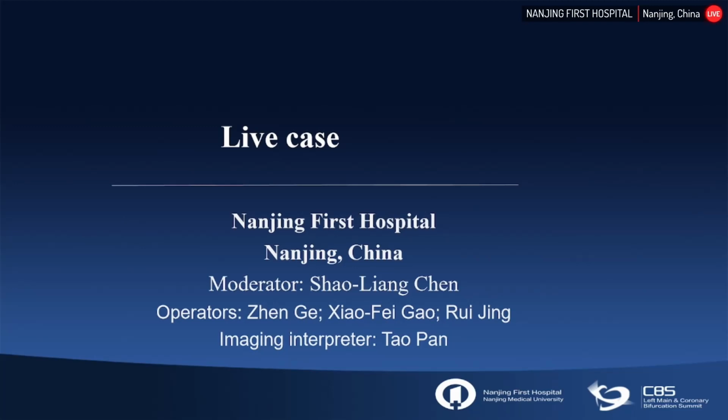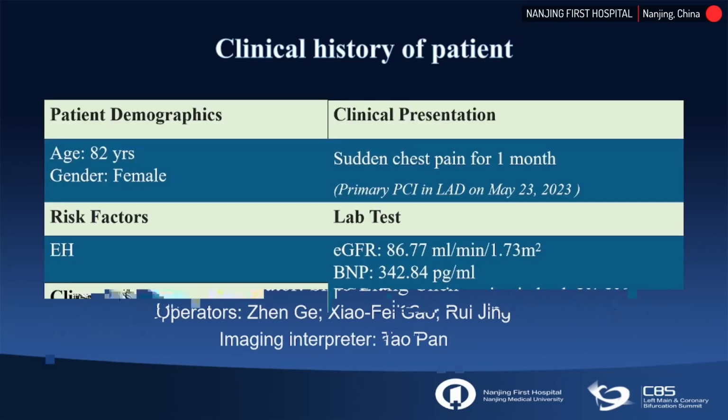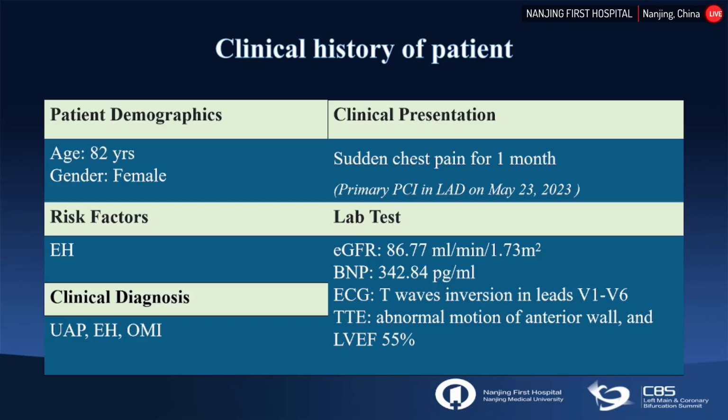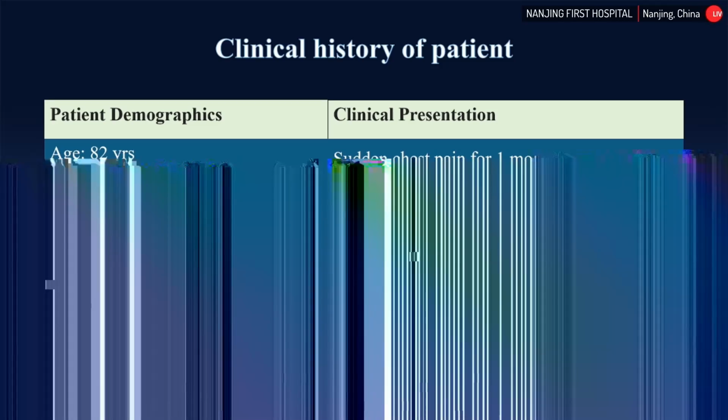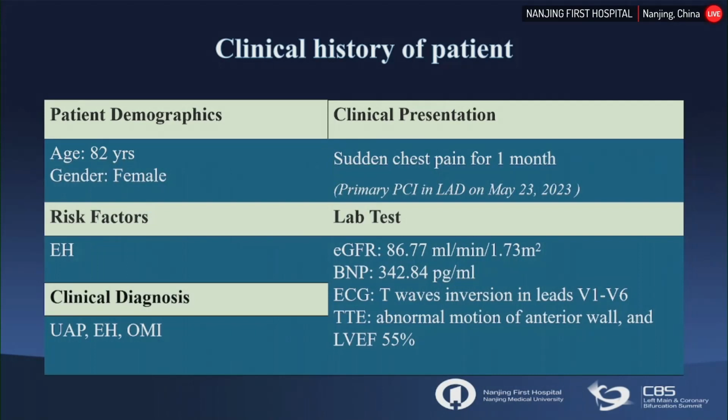Thank you, Dr. Gou. It's my honor to introduce this case. This patient is an 82-year-old female. She was admitted into our hospital due to sudden chest pain for 1 month. This patient received prior PCI due to acute myocardial infarction of the anterior wall on May 23rd, 2023. She suffered from essential hypertension for several years.